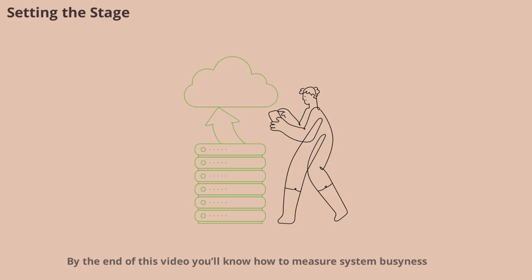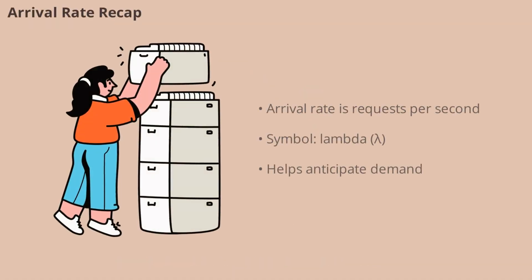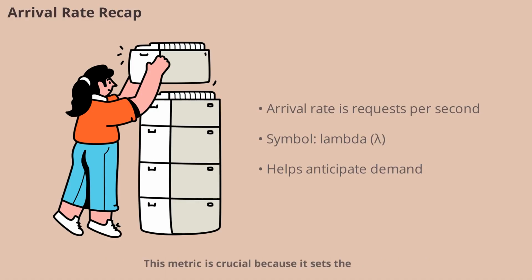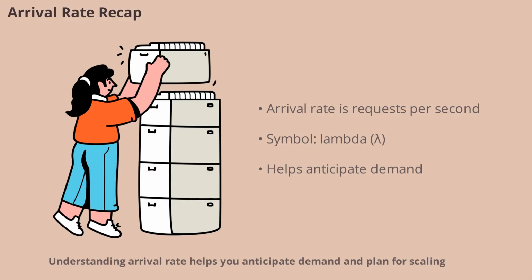By the end of this video, you'll know how to measure system busyness and why it matters for performance and reliability. Let's quickly recap the arrival rate, represented by the Greek letter lambda. Arrival rate measures how many requests enter the system every second. For example, if your website receives 50 hits per second, your arrival rate is 50. This metric is crucial because it sets the pace for how busy your system can become. Understanding arrival rate helps you anticipate demand and plan for scaling. It's the first piece of the puzzle when evaluating system utilization.